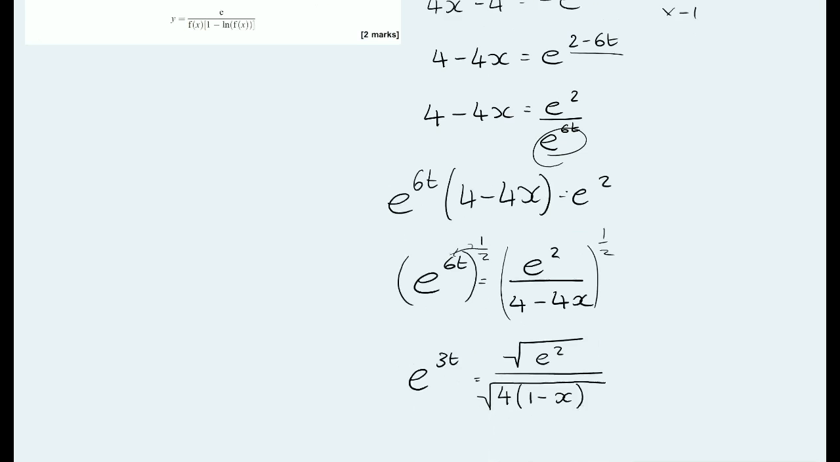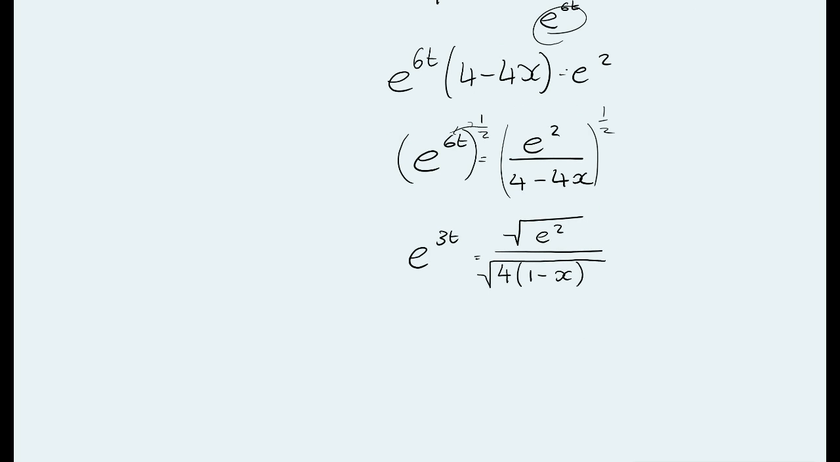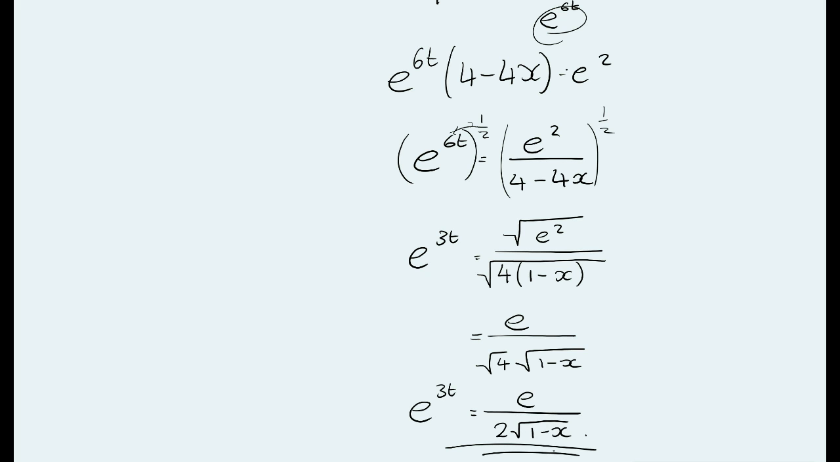So coming back down to where we're at, the top of this, the numerator, e squared square rooted, is going to leave me with e. And the bottom here is going to give me root 4 times root 1 minus x. And then we know that root 4 is 2, so then we've actually shown, as we've been asked to do, e over 2 root 1 minus x there. Okay, and that's worth 2 marks for us.